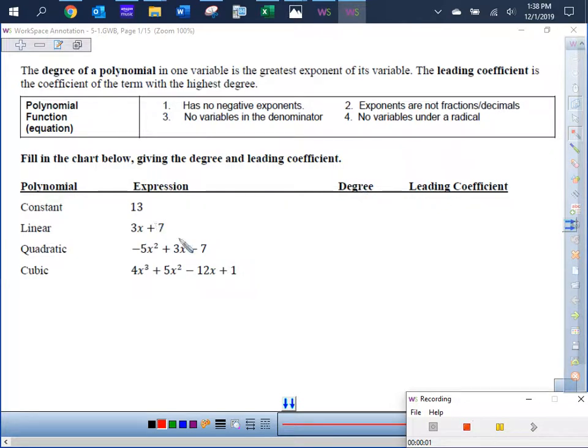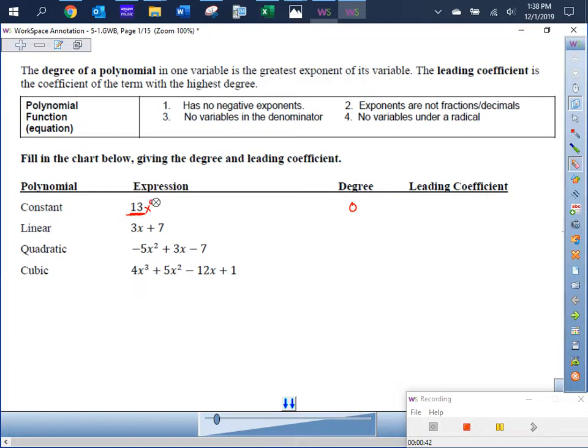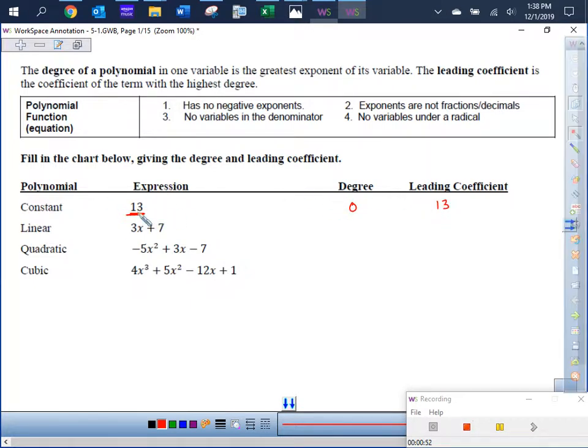Well, the degree is, if you look at all the terms, the biggest exponent you've got. In this one, it's a little tricky because there are no x's. That's why it has a degree of 0, because it's 13x to the 0th, and anything to the 0th power is 1, so that's 13 times 1, which is just plain old 13. The leading coefficient is whatever coefficient is right in front of that term, so in this case it's 13. So easy that it's hard. It's got a degree of 0.